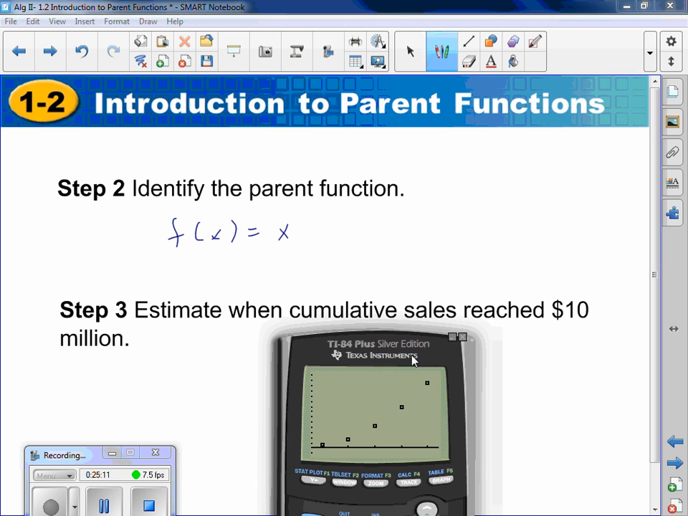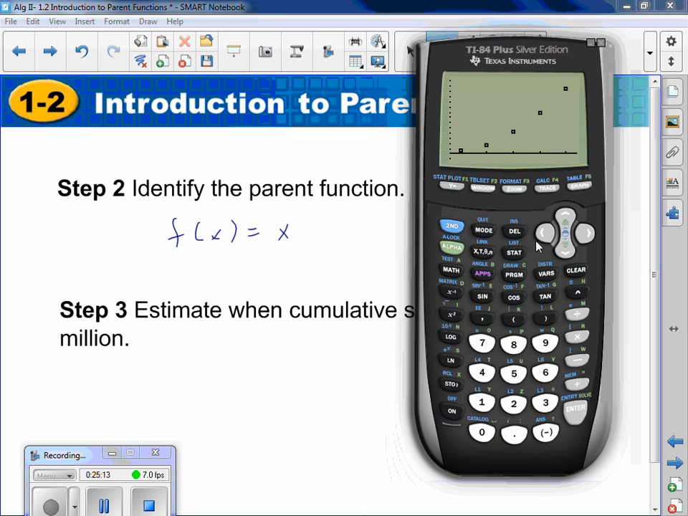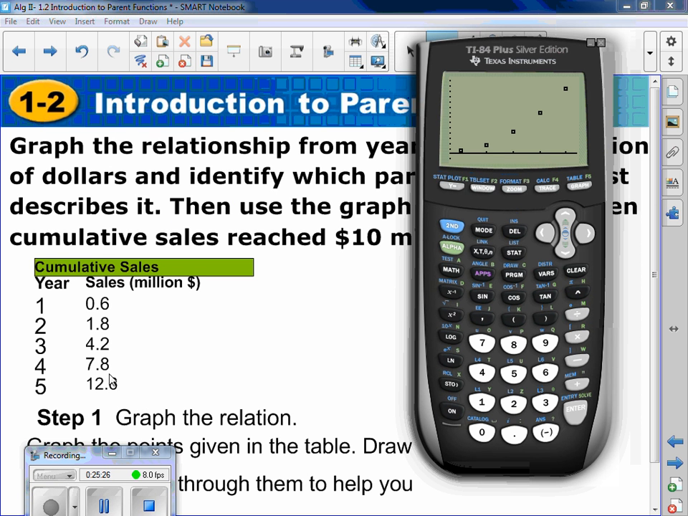When it's 10 million, would it be closer to the 4 or closer to the 5? I mean, looking at these numbers. Or is it right in between? It's probably right in between, so about 4.5 years. Questions on this section?